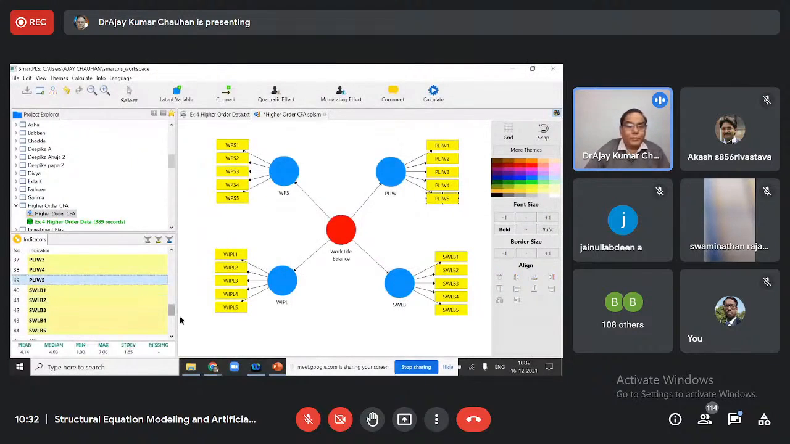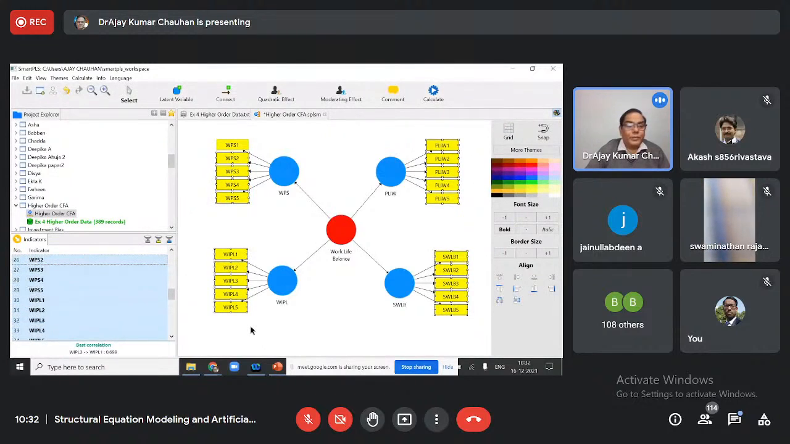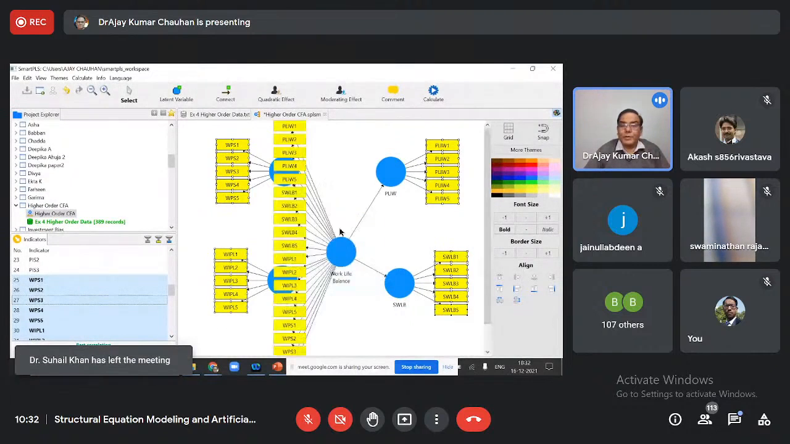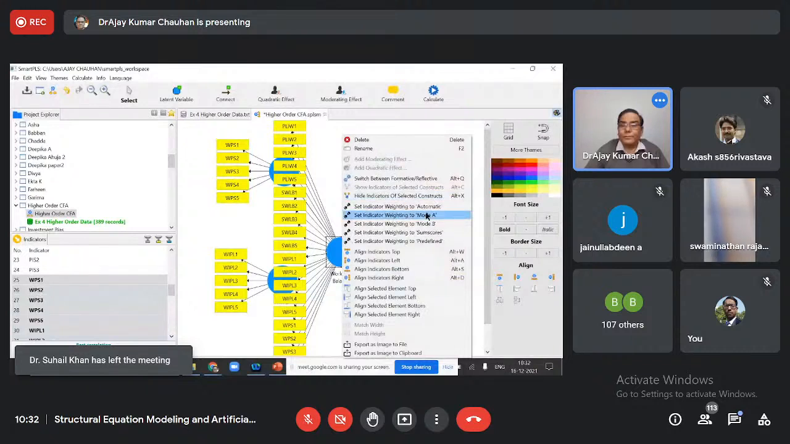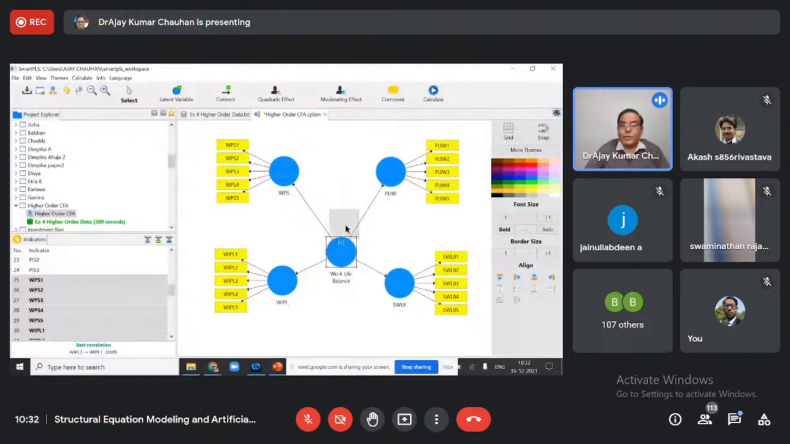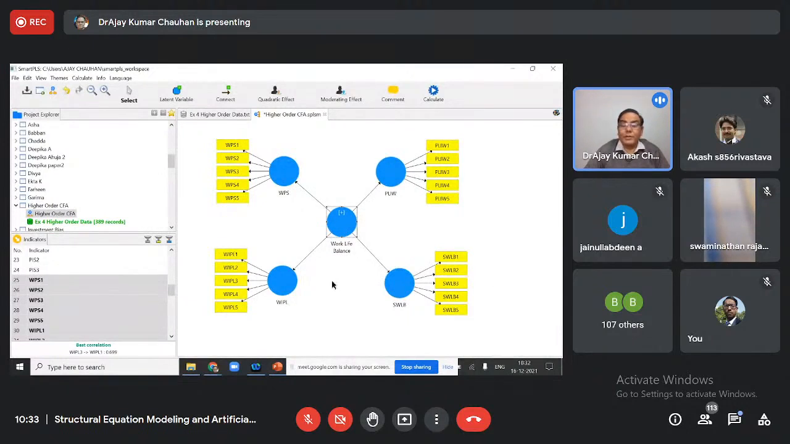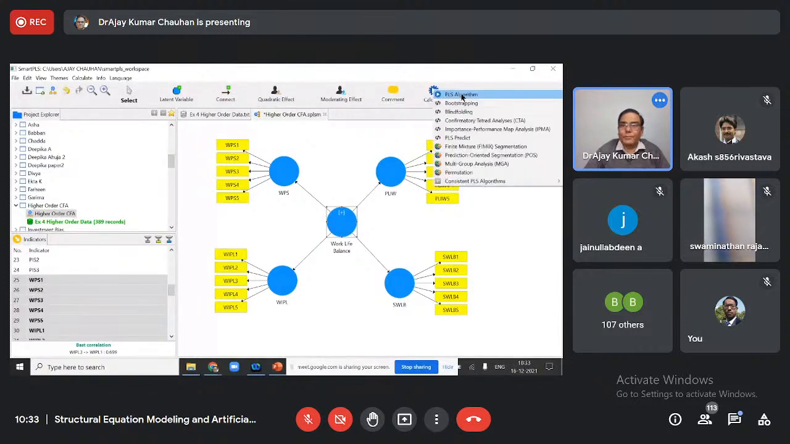And I'm adopting the repeated indicator approach. In repeated indicator approach, we take the items twice. So this is my repeated indicator approach. And okay, so now my model is ready. My second order model is ready. All are blue, so you can run it. After that, I am going to calculate the consistent PLS algorithm.